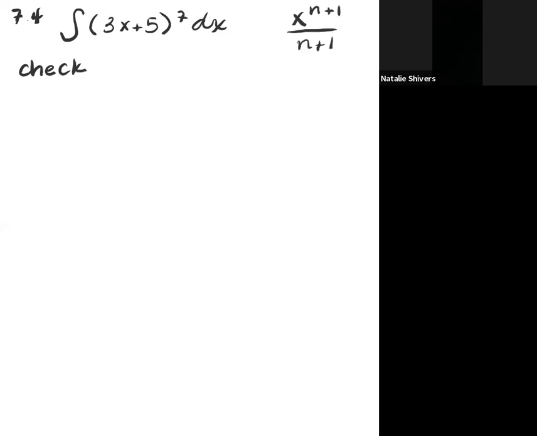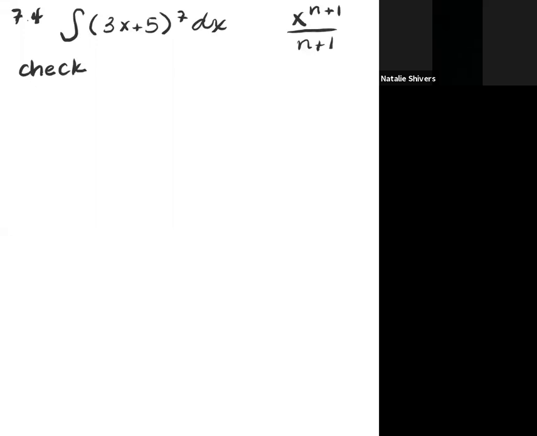All right, 7-4. We're going to look at the antiderivative of (3x+5)^7. So this was a chain rule when we took the derivative, so now we're going to look towards doing the opposite. The first thing we're going to check is if we use the x to the n rule, which is x^(n+1) over n+1. We're going to use that rule to see if it works.